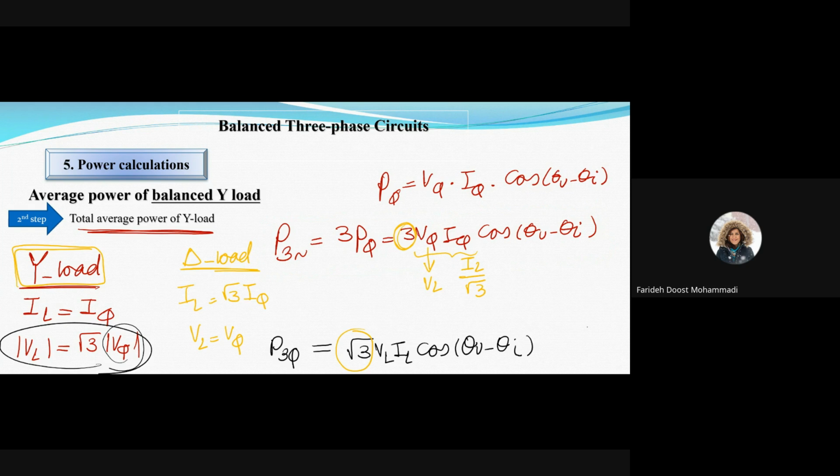So even though I have used either Y or delta load in order to replace the line parameter, it doesn't really matter what the load type is. Eventually, it's going to be a radical 3. So if you are using the line parameter, you need to have radical 3 as the coefficient. If you are using the phase parameter, you need to have a 3 as the coefficient. So either way, you can calculate your average power.